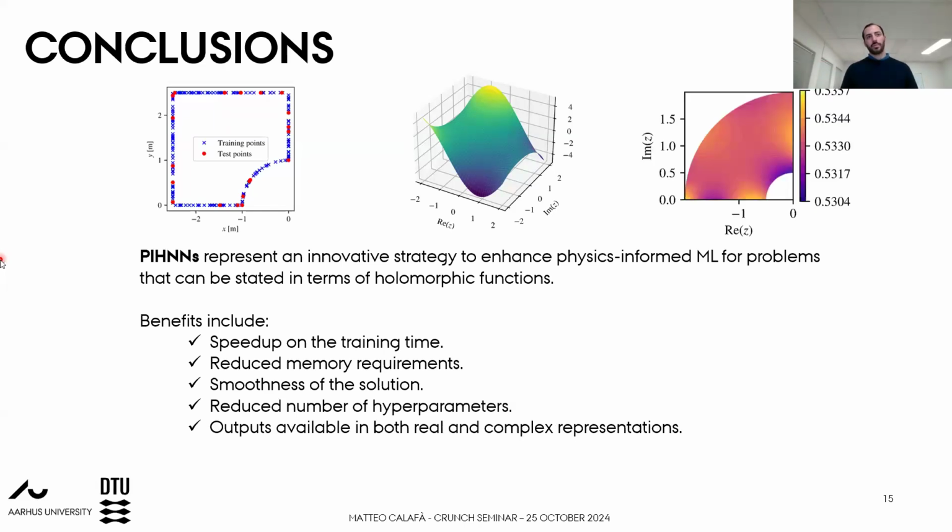And finally, the output of the neural network is available in both real and complex representations. From the complex representation, it's quite easy to get the real representation, but the opposite is not true. And it can be useful for some practical applications to get both representations. For instance, in linear elasticity, the complex potentials give a lot of information regarding the solution and the stress field.